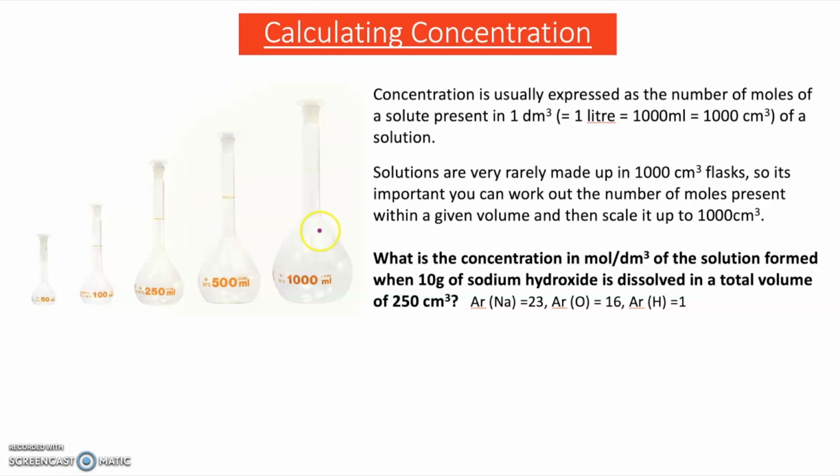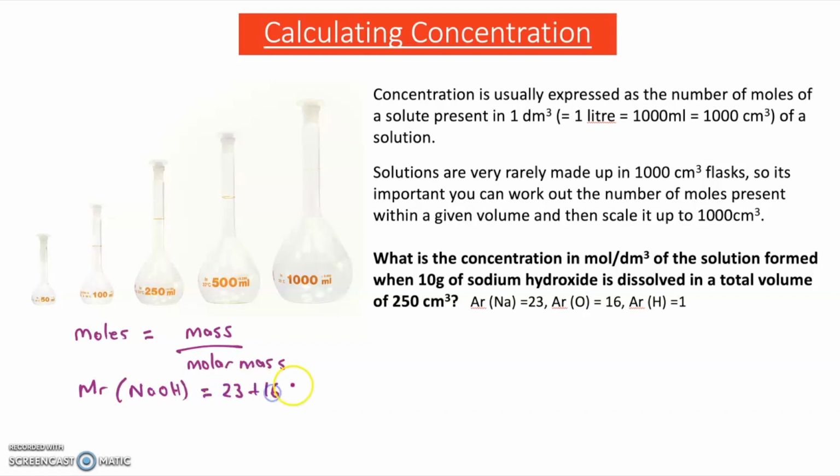So now let's show you an example of this in practice. Imagine you're asked to work out the concentration in moles per decimeter cubed of a solution formed when 10 grams of sodium hydroxide is dissolved in a total volume of 250 centimeters cubed. So to do this, we first work out the moles of sodium hydroxide that we have in 10 grams. So moles is equal to the mass divided by the molar mass, and the molar mass is equal to the MR of NaOH, and the MR of NaOH is equal to 23 plus 16 plus 1, so it's equal to 40.